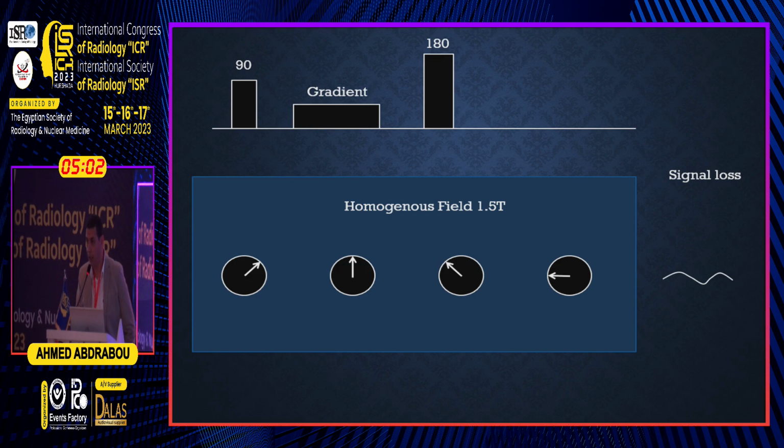Apply again a 180-degree pulse. Still, the fast proton will move fast, and the slow proton will move slow. So you still have an out of phase condition, and we have signal loss.